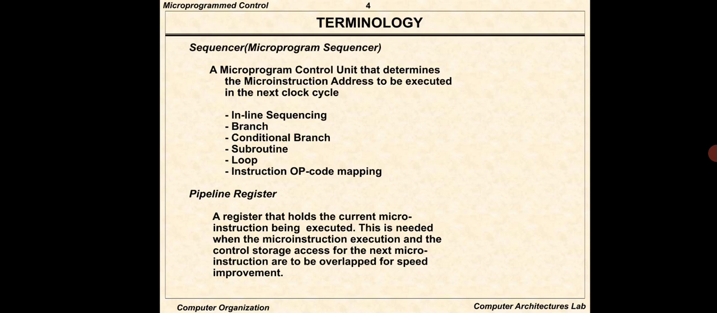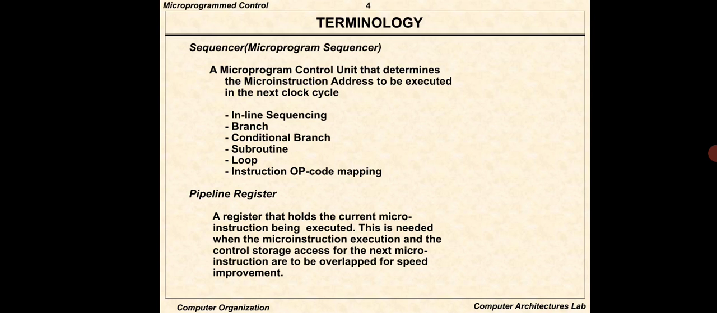That sequence you are going to get from these types of sequences. First one is inline sequencing. Inline sequencing gives you the information that the next instruction is only the next instruction which is available. The next one is branching, which means my microinstruction is somewhere else, go there and execute it. Conditional branch means if this particular condition is satisfied, go there and execute my microinstruction.